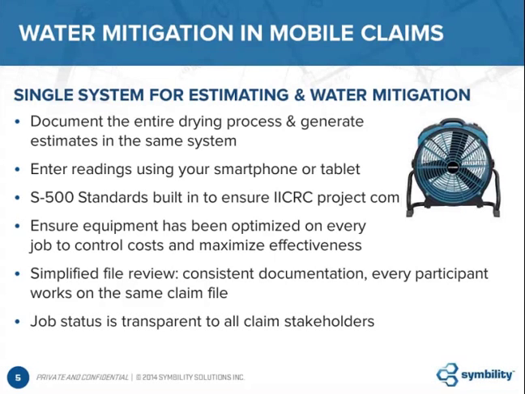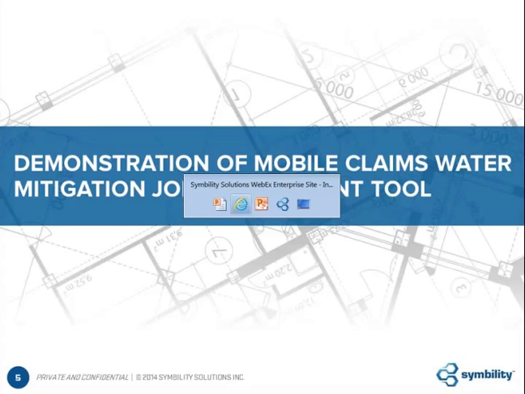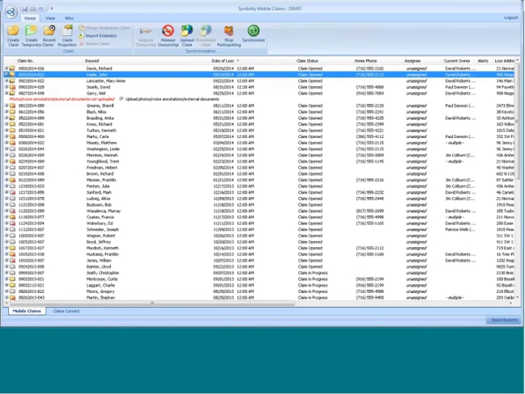So without any more discussion, why don't we just jump in and actually show you what the system looks like and do a demonstration of this. A lot of you will recognize this screen. This is the Symbility Mobile Claims estimating tool, and this happens to be the claim dashboard.